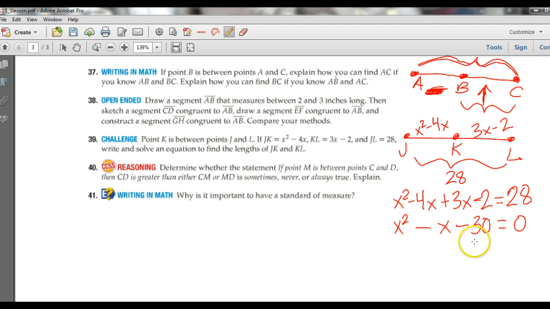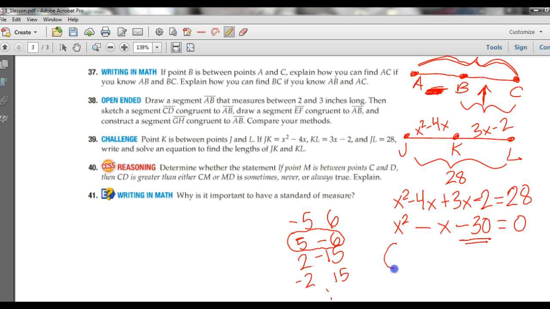So if I'm using factoring, my product is negative 30. So I want two numbers that have a product of negative 30. So negative 5 and 6, or 5 and negative 6, or 2 and negative 15, or negative 2 and 15, or, you know, the list goes on. So let's see if we have the right one here. We want a sum of negative 1x. Okay? So this would give us a sum of negative 1, but a product of negative 30.